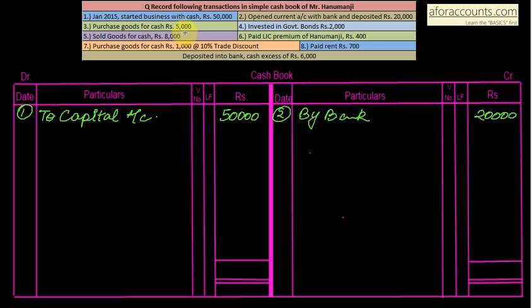Purchase goods for cash 5,000. Purchase debit hota hai and what is going outside is cash. Asset going out less ho raha hai. Asset ka balance generally debit hota hai, par asset kam ho raha hai, cash is reducing, so credit it by 5,000. I'll again read, purchase goods for cash 5,000. So entry is purchase account debit to cash account. So here, by purchase.